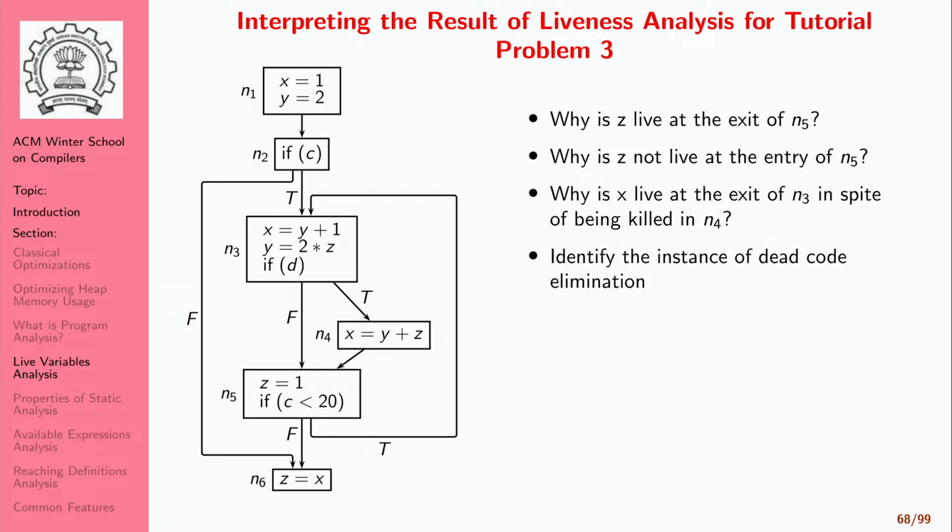X is equal to 1. X is equal to 1 is required when you come along this path. Where is x is equal to y plus 2? X is equal to y plus 1. This one is required here. X is equal to y plus z. This is required here. The last statement is the one that is dead.